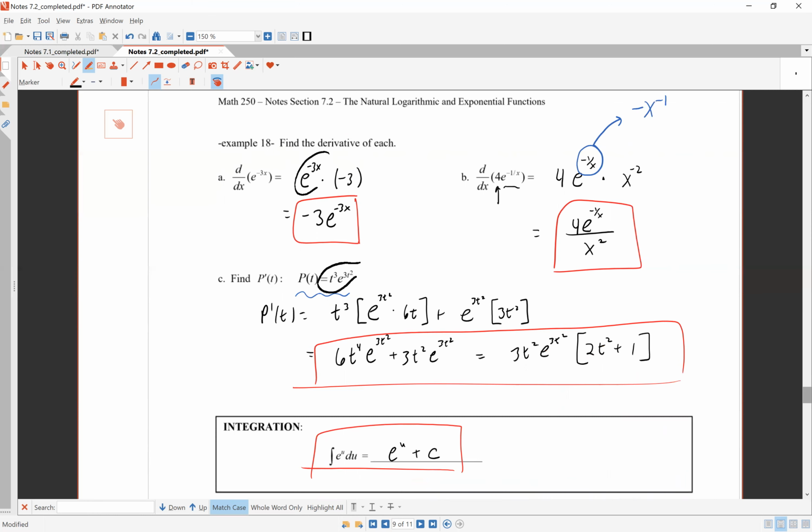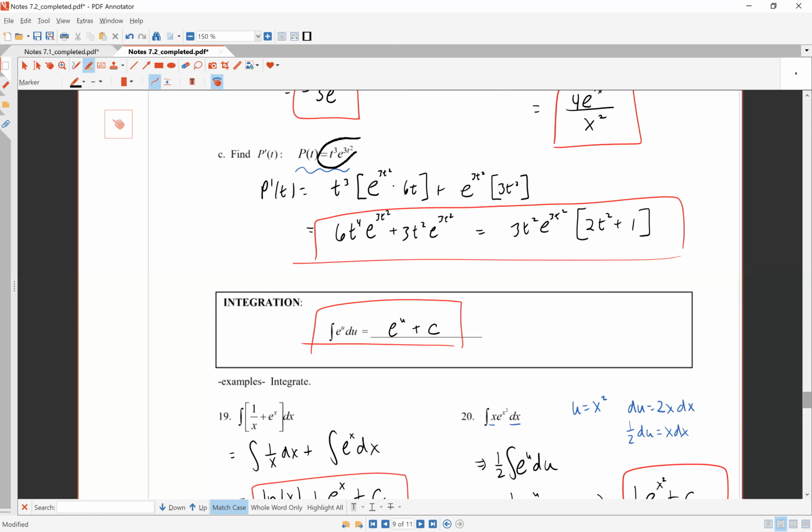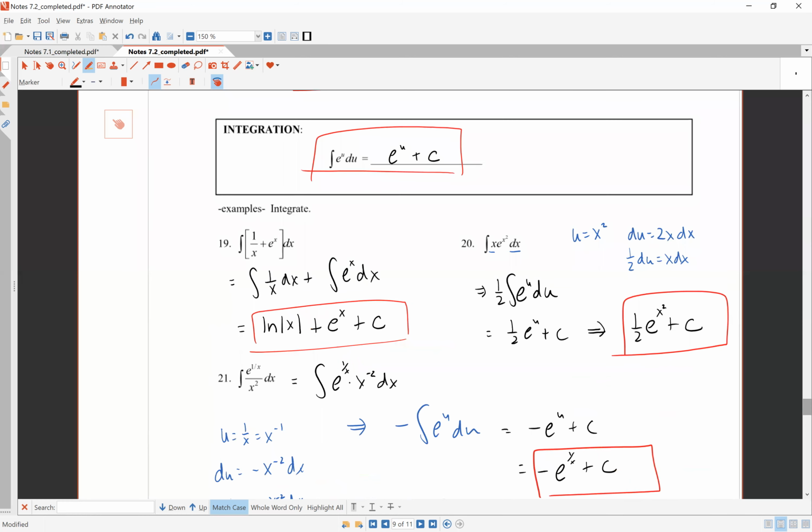And then since the derivative of e to the x is e to the x, the integral of e to the x is e to the x. So like here, what's the integral of 1 over x plus e to the x? Well, it's natural log of x plus e to the x plus c. Here's kind of a harder one. You have to recognize that the derivative of 1 over x is negative dx over x squared, and you can use substitution, u equals 1 over x.